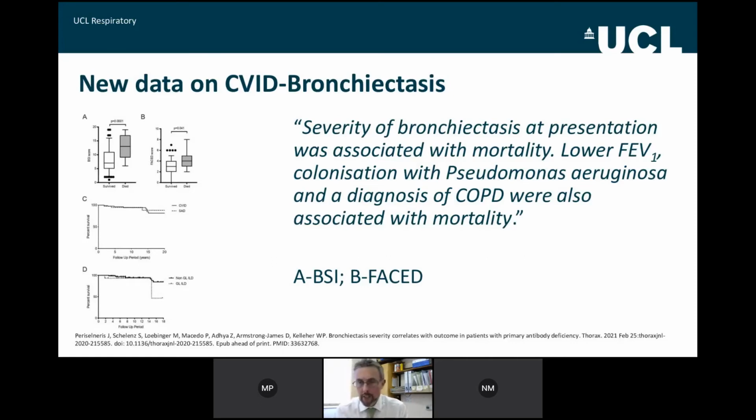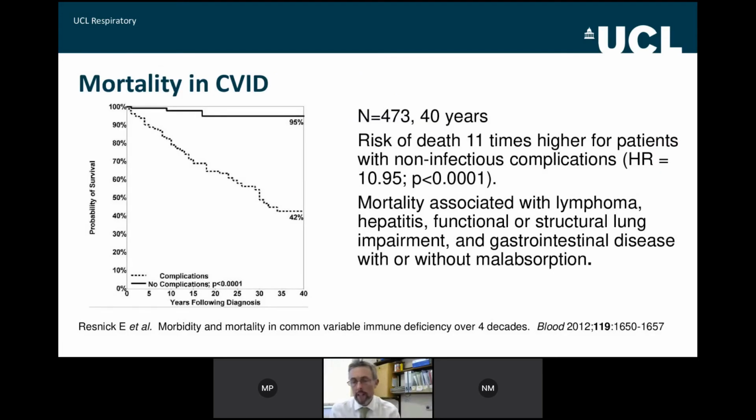Here's some new data on CVID bronchiectasis specifically. And I'm showing you this because there are some things on there that we know. We know that low lung function, FEV1, is important. And we know that this bug called Pseudomonas is important. But notice that this data is also suggesting that people with CVID specifically and bronchiectasis may be at higher risk of poor outcomes.